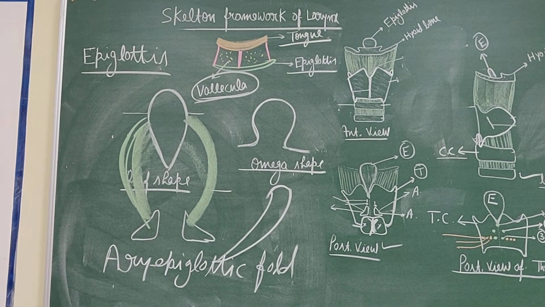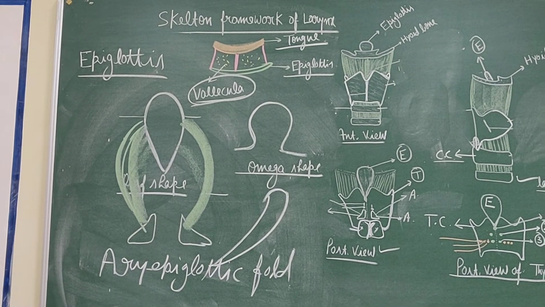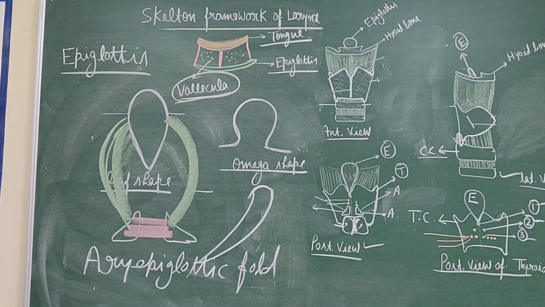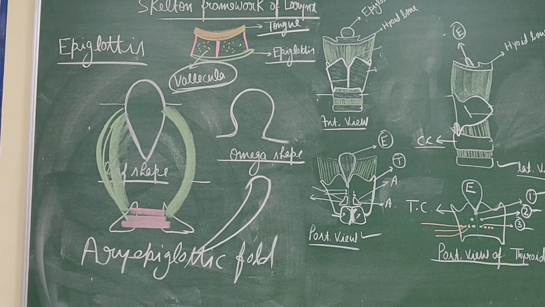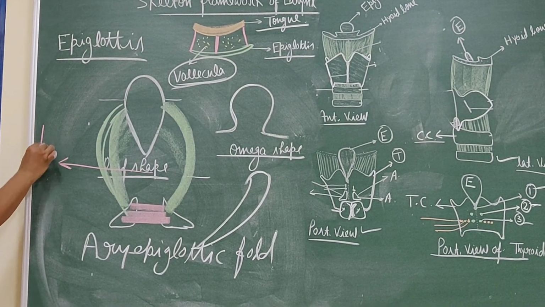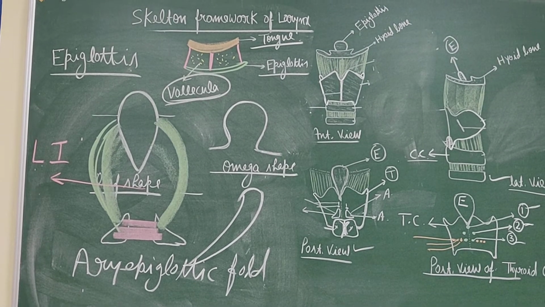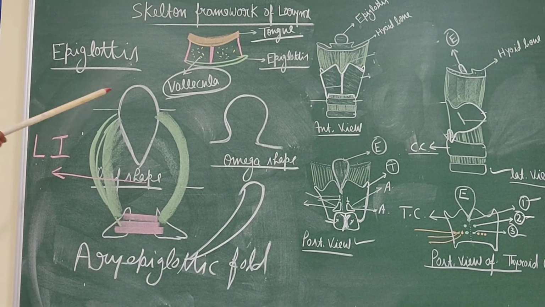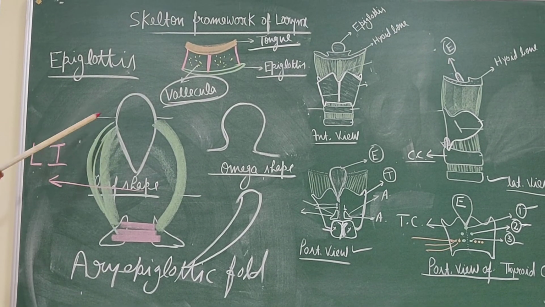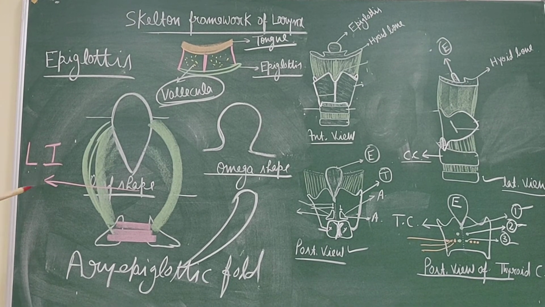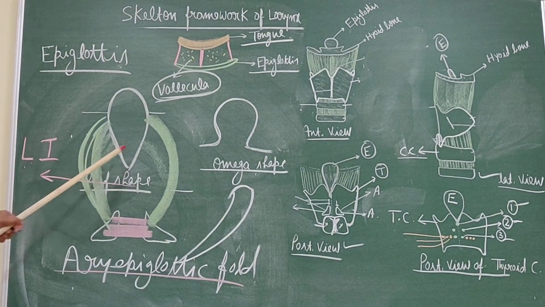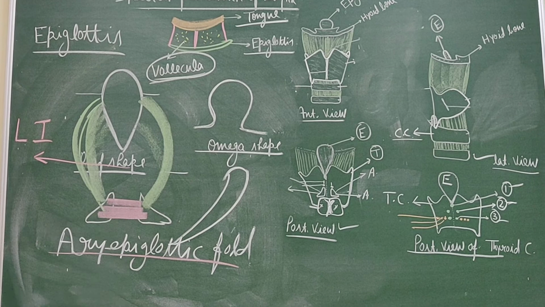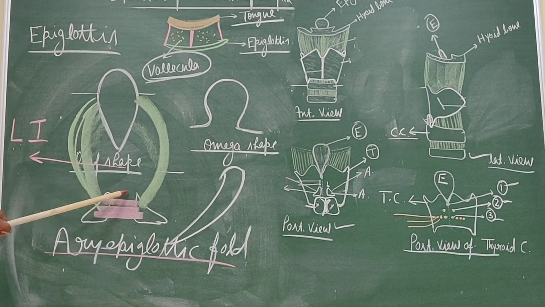The aryepiglottic fold. And the posterior surface of the arytenoid cartilages is connected by the interarytenoid fold. So there is a lumen. This lumen is the laryngeal inlet, the opening through which the larynx communicates with the laryngopharynx. The epiglottis forms the anterior boundary of this laryngeal inlet, while the aryepiglottic folds on both sides form the lateral boundary, and the interarytenoid fold forms the posterior boundary of the laryngeal inlet.